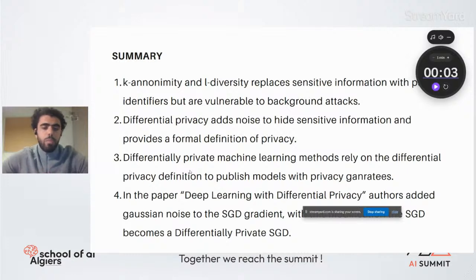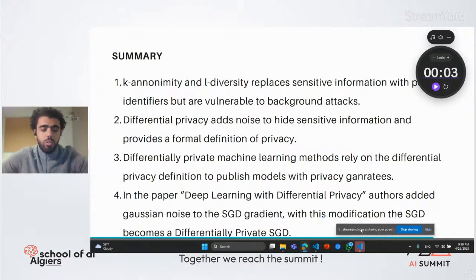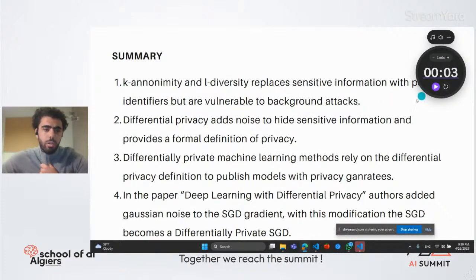So, a summary to sum up what we learned in this presentation. We learned that K-anonymity and L-diversity replace sensitive information with pseudo identifiers but are vulnerable to background attacks. We also learned that differential privacy adds noise to hide sensitive information and provides a formal definition of privacy. And this is important in the case of differentially private machine learning.